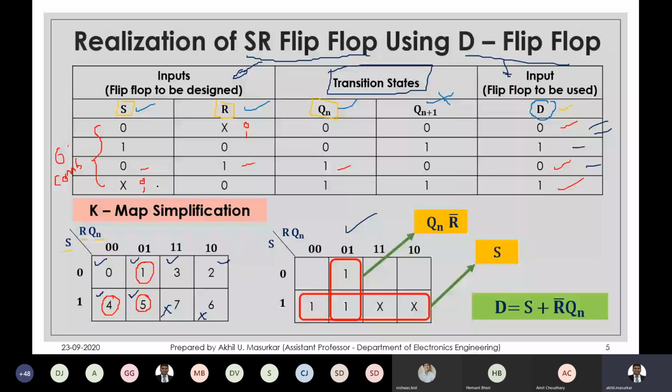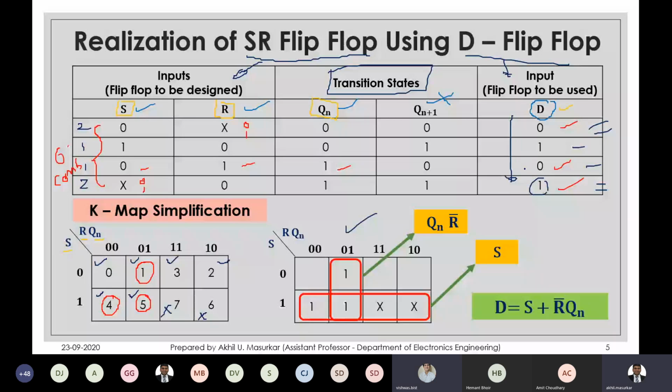Now you can see that these inputs S, R and Q, as given, cover only 6 combinations. This covers 2, this covers 1, this covers 1 and this covers 2. So in all there are 6. That means 2 are not there. The 2 which are not there, that is 7 and 6, we put as don't care. Others we put whatever is given as per the excitation table of the D flip-flop. Is it clear, Vishwas?